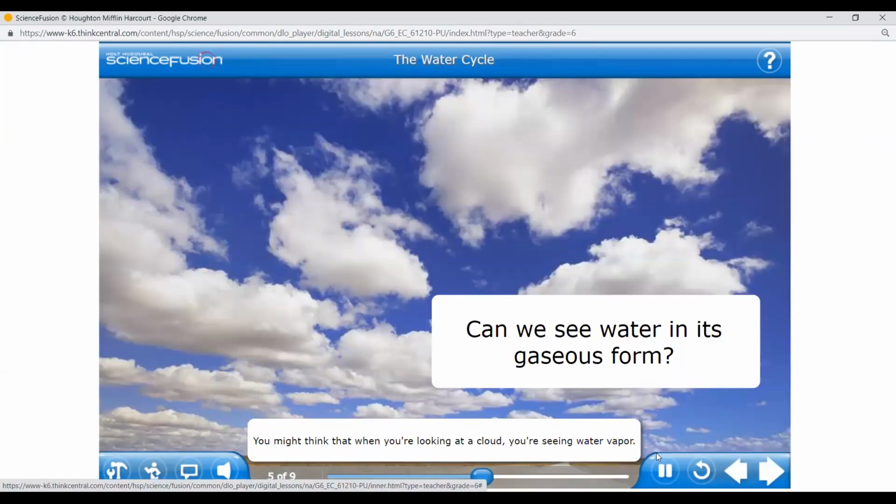You might think that when you're looking at a cloud, you're seeing water vapor. But water vapor is invisible. So what are clouds then? What you see in clouds are droplets of water and ice crystals, not water vapor. What about steam over a pot of boiling water? Is that water vapor? It can't be, because you can see the steam, and we know that water vapor is invisible. Steam is made of water droplets, not water vapor. Water vapor is there. You just can't see it.